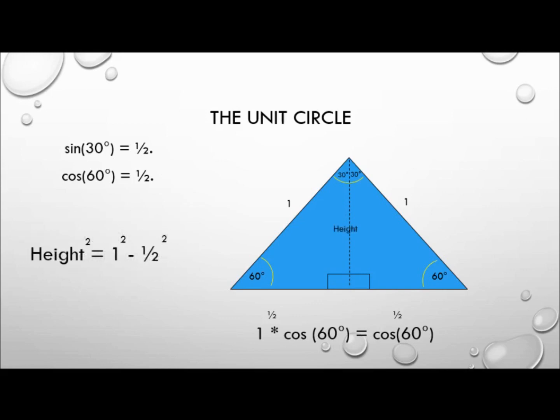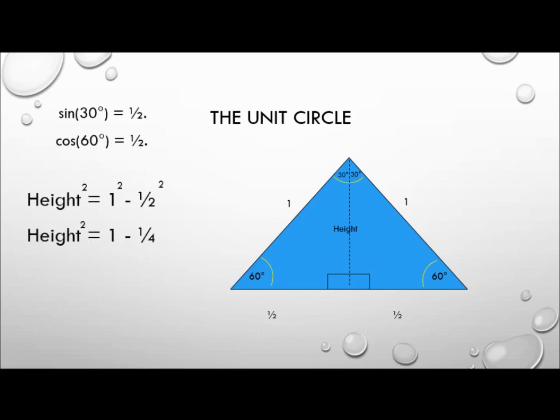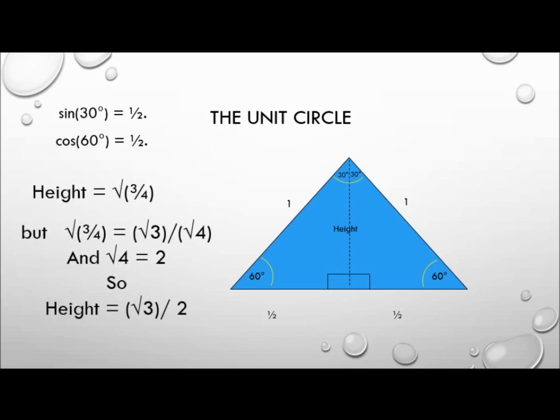So the height squared is equal to 1 squared minus 1/2 squared. So that means the height squared is equal to 1 minus 1/4, because 1 squared is 1 and 1/2 squared, or 1/2 times 1/2, is 1/4. That means the height squared is equal to 3/4. Since we're talking lengths and there's no negative lengths, we're only looking at the positive square root of 3/4. So the height is the square root of 3/4. And the square root of 3/4 is the square root of 3 divided by the square root of 4, and the square root of 4 is 2, so the height is √3 divided by 2.